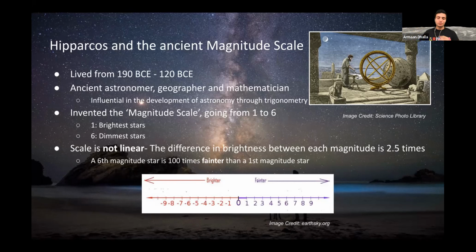In Hipparchus' time, he didn't include the sun and the moon in his observations because they were obviously much, much brighter than all the stars in the sky. But with the new advances in technology today, like the telescope, we're able to see not only stars brighter than what Hipparchus was seeing, but also stars much, much fainter than what he was seeing.